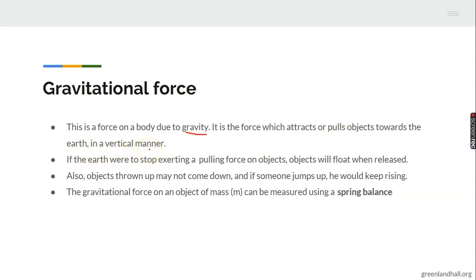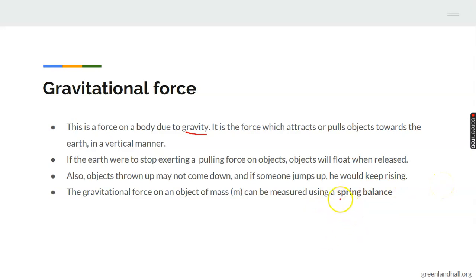In a vertical manner. So the second one is that gravitational force can be explained thus: if the earth were to stop exerting a pulling force on objects, objects would float when released. For instance, when you throw something up, the thing will just stay there, not coming down, not going up. But due to the force of gravity, we can always have our ball go up and come down. You can always give a baby a slight push, and the baby will come back to your hand. The third one is that an object thrown up may not come down if someone jumps up. It will keep rising if there's no force of gravity. The next one is that the gravitational force on an object of mass m can be measured using a spring balance.